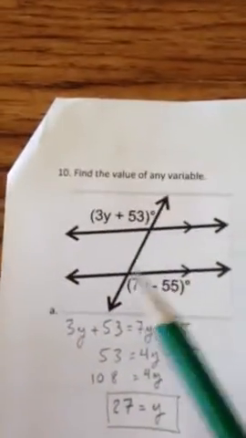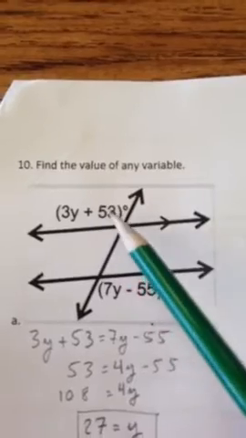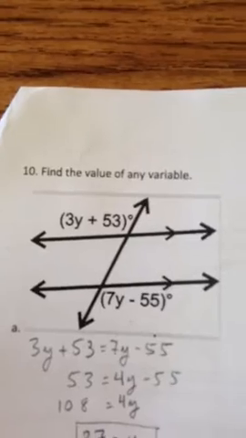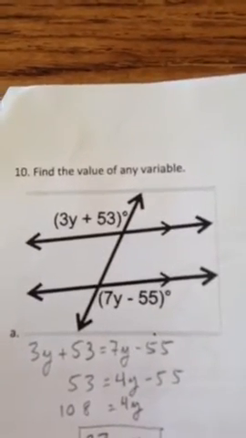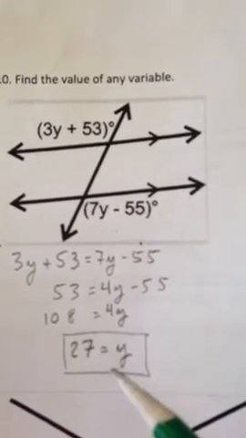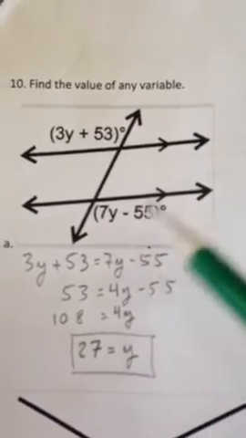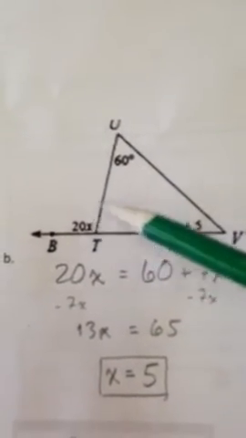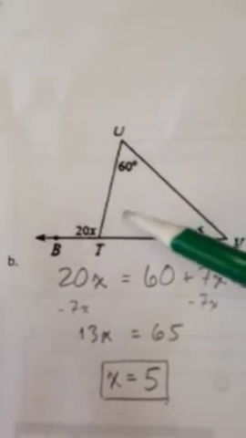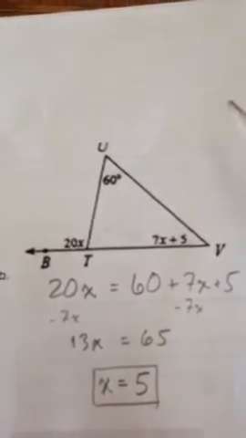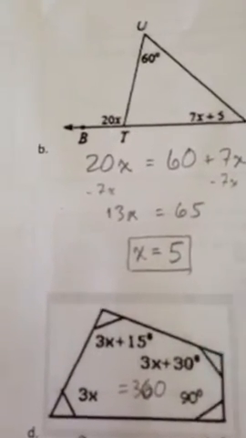Let's look at the next page, which has a couple of problems. These are congruent angles, so I need to just write an equation showing that they are congruent. Pretty easy. I write that equation out, solve it for y, and I get 27 equals y, and we're done. Here's a triangle with an exterior angle, which, as you recall, is the sum of the two remote interior angles. So 20x equals 60 plus 7x plus 5. When I simplify that down and solve for x, I get x equals 5.